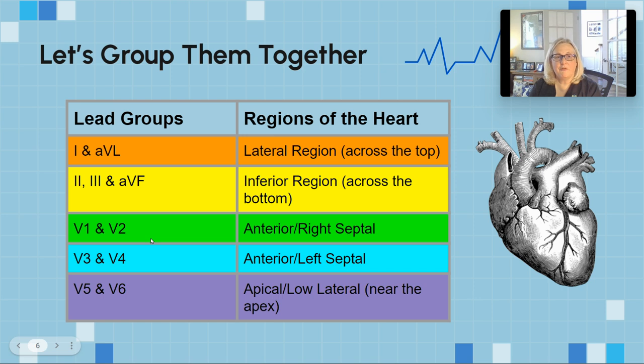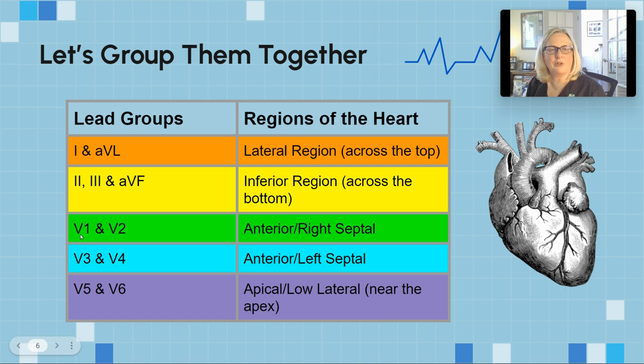Then we move to V1 and 2. Those are anterior right septal, V3 and 4 anterior left septal, and 5 and 6 are apical low lateral. Okay, so write all those down on your paper. Lateral region. I can see on your note sheets it says Slattery's shortcuts. I'm going to get to those on the next slide, so you can remember an easy way to recall where the regions are and how they're grouped together. Okay. So these should all make sense.